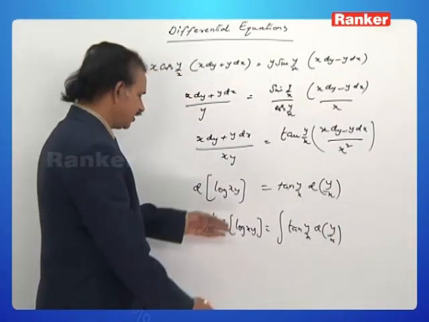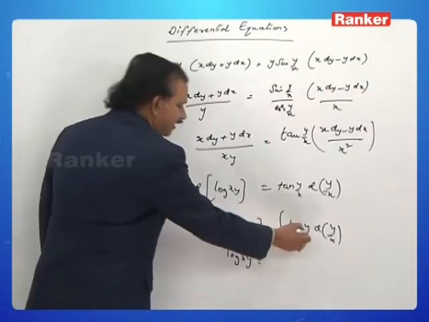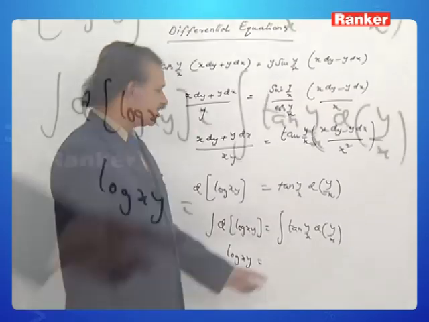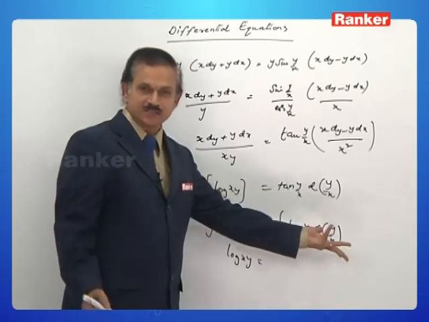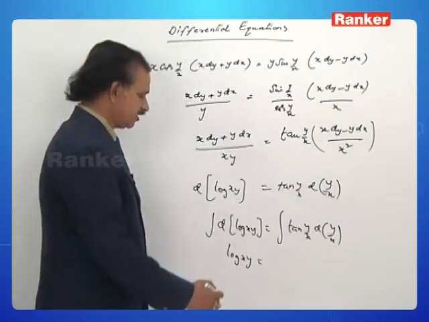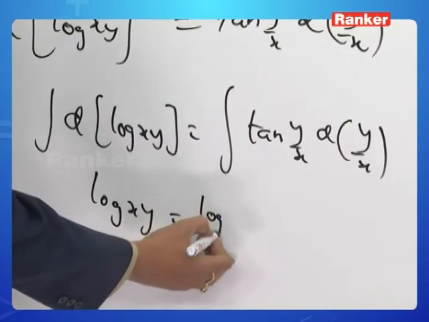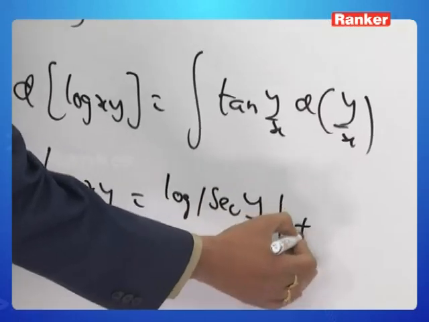What will be the answer? Here it is log xy, and there it is, you take y by x as t in your mind. It looks like tan t dt, isn't it? Integral of tan t dt, what is that? Log mod secant t, that is log mod secant y by x plus c.